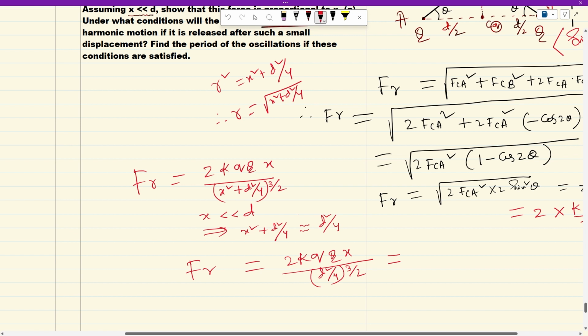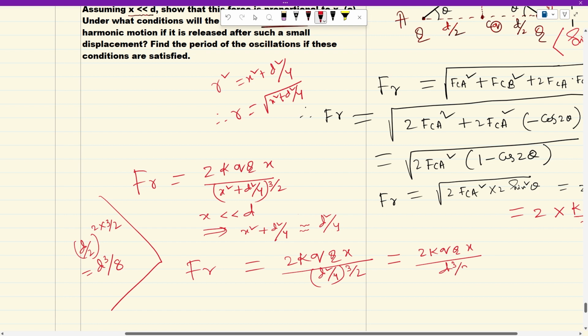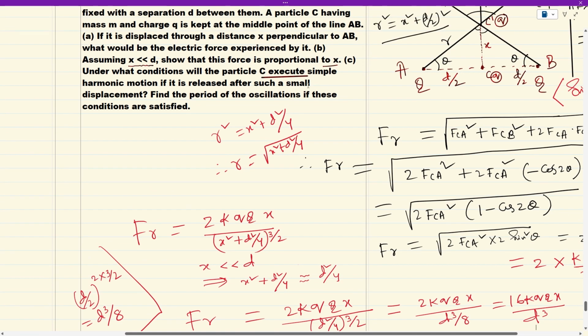So this is nothing but twice kqqx by, this is d by 2, d square by 4 means d by 2 whole square to the power 3 by 2. This is nothing but d cube by 8. So substitute there, it is d cube by 8 now. So this is nothing but 16 kqqx by d cube. Okay. But their requirement is just this thing.